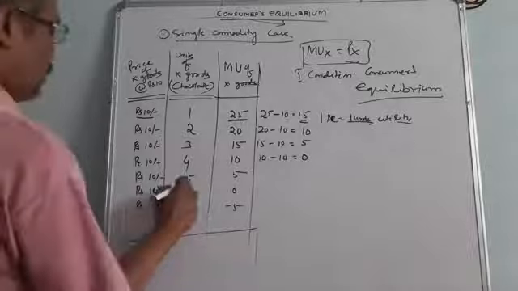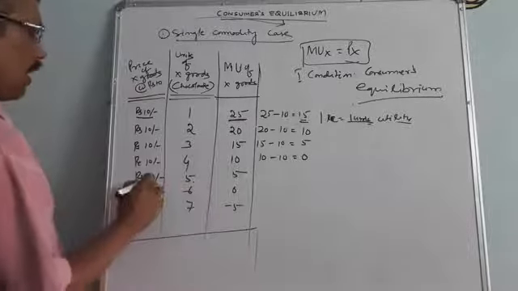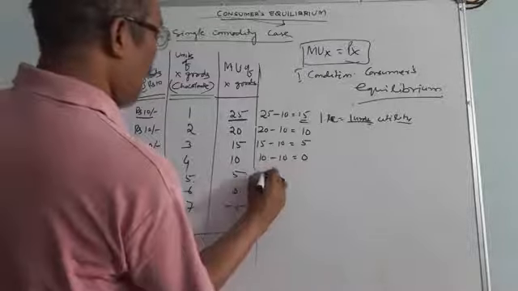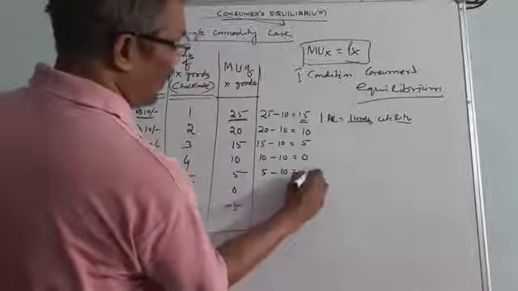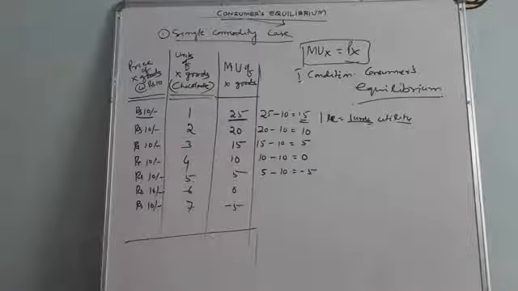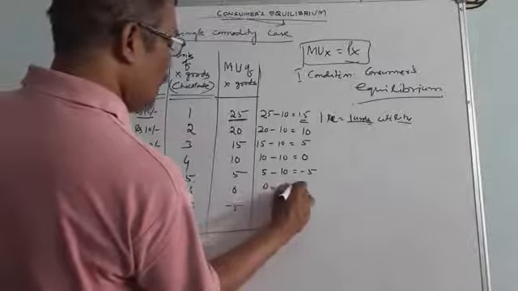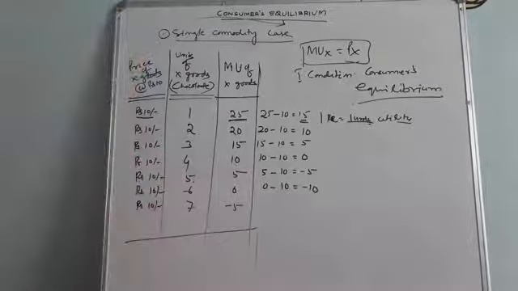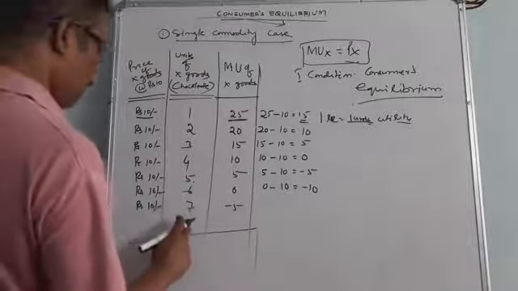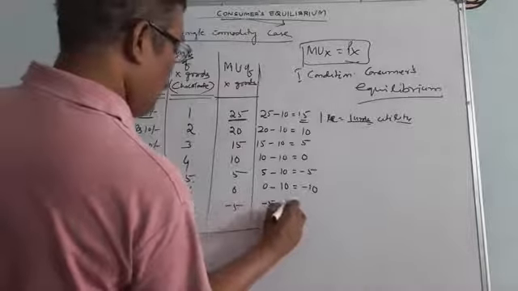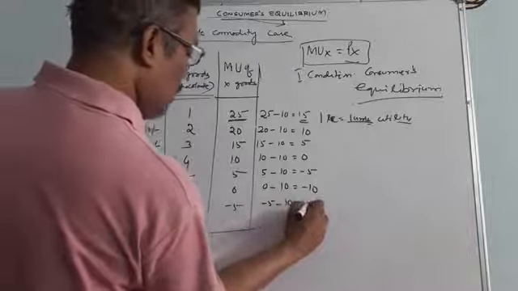When you purchase the 5th unit of the commodity and you are paying the 10 rupees, at that time how much are you getting? 5 minus 10 equal to minus 5. Similarly, in the 6th unit case, when you are paying the 10 rupees, how much are you getting? 0 minus 10 equal to minus 10. And when you are purchasing the 7th unit, then you are getting minus 5 minus 10, which is minus 15.